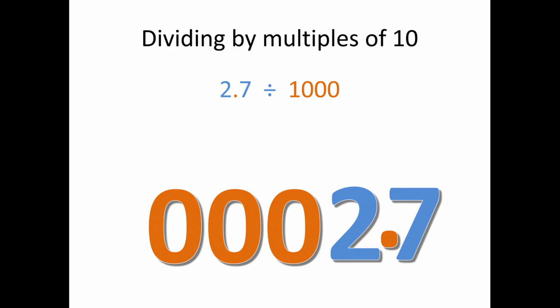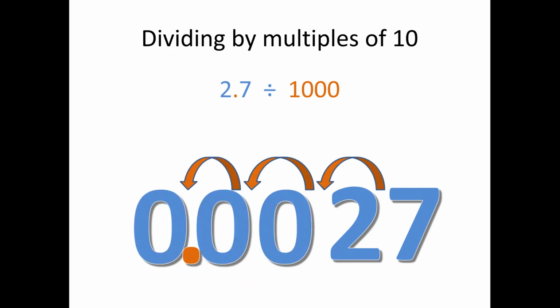What about if I divide by 1,000? Well, I'll need to move the decimal point 3 places to the left. I don't have enough places here, so I can add zeros as many as I need. 1, 2, 3. And so my decimal point goes there, giving the answer 0.0027.